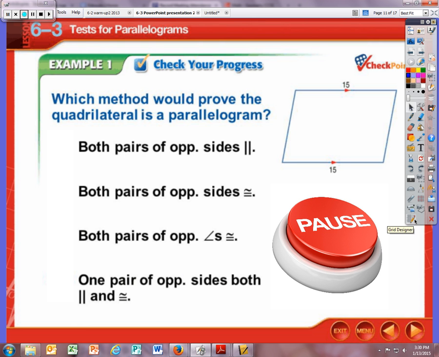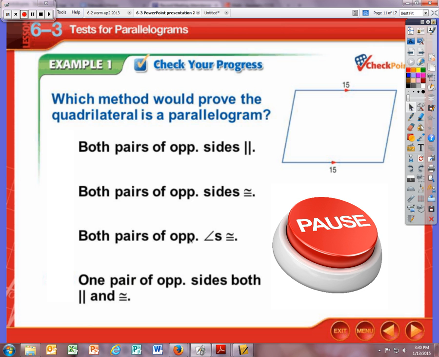Alright, so which method would prove that this is a parallelogram? Well, notice you have one pair of opposite sides that are parallel. They're also congruent because they both measure 15 each. So, take a look at your choices. Where's the one that says you have one pair of parallels and that same pair is congruent? Down here, this last one.